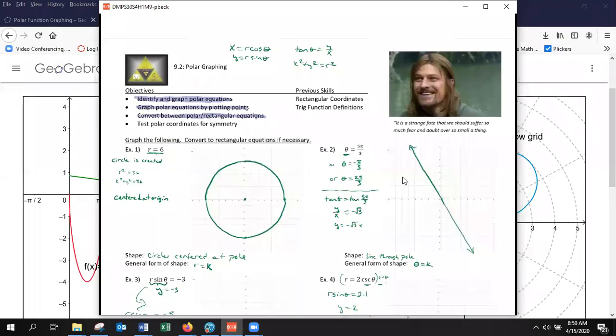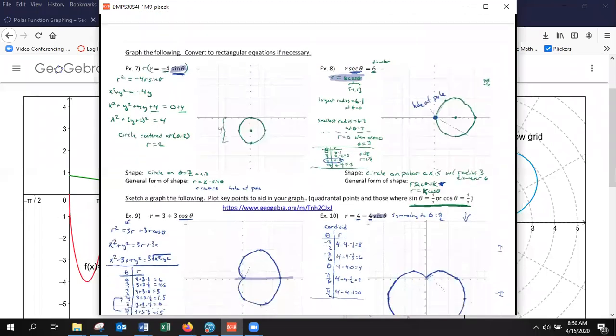Hello, everybody, and welcome to video number 3 of our exploration into the polar graphing system. We've had 2 pretty long videos so far, so I'm going to try to make this one a lot shorter. This one's going to cover our last main objective: testing polar coordinates for symmetry. And I said polar coordinates, it really shouldn't be coordinates, it should be equations. So we're going to test our polar equations for symmetry.